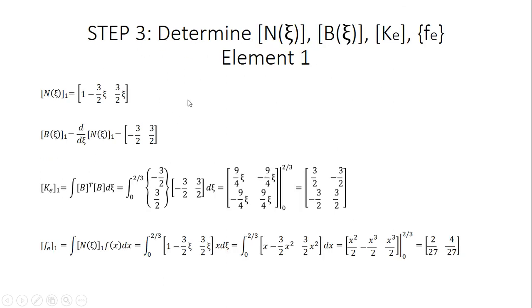Next, you want to get your B matrix, and to do this, you take the partial derivative of your interpolation function matrix with respect to z. And if you do that, you end up with this matrix.